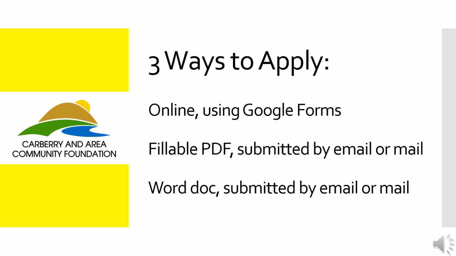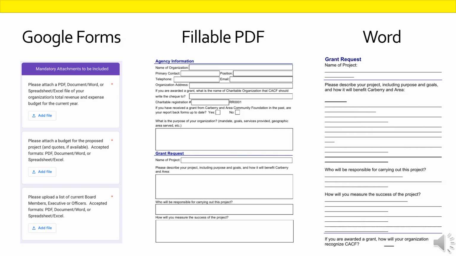At the time of this video, we are offering 3 different ways to apply for a grant. You can apply online using Google Forms. You can complete a fillable PDF, which can be submitted by email or mail. And you can also complete a Word document that can be submitted by email or mail. This slide provides an example of what each of the applications look like.